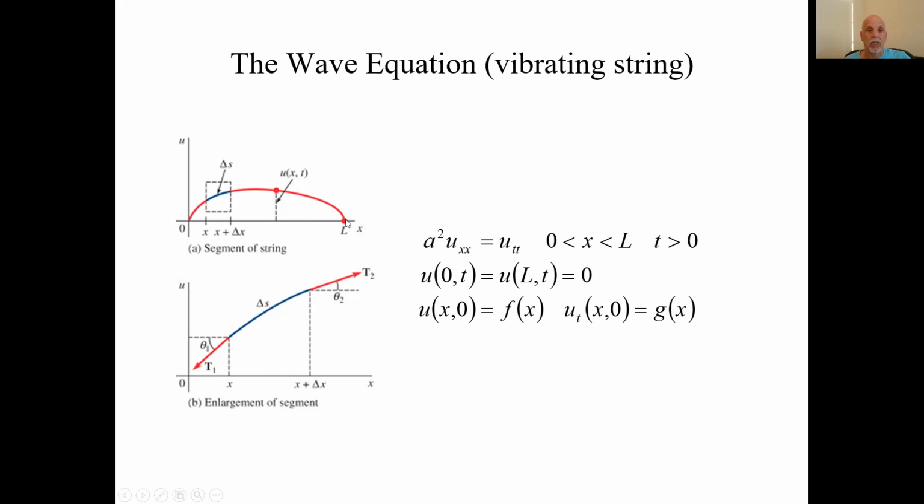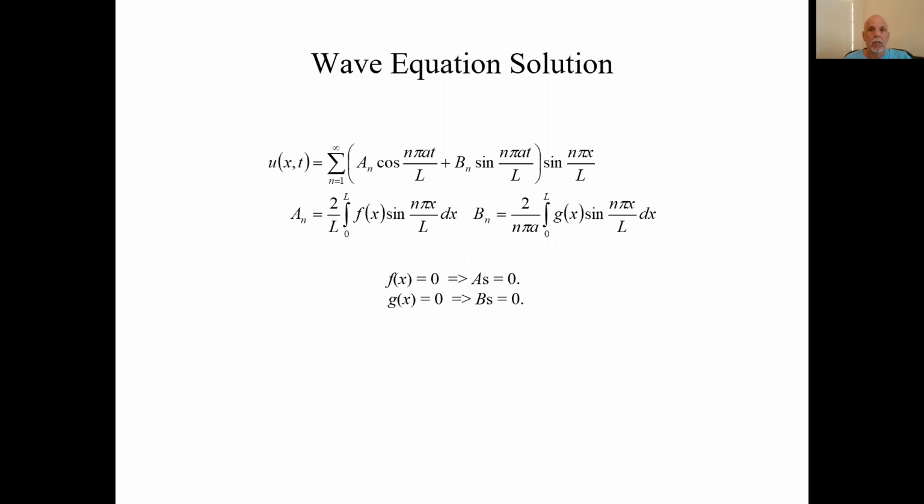These boundary conditions say it's attached at a height of 0 at each end. And these initial conditions say what the initial vertical displacement of the string is and what the initial vertical velocity of the string is. That's the problem. Here was the solution.